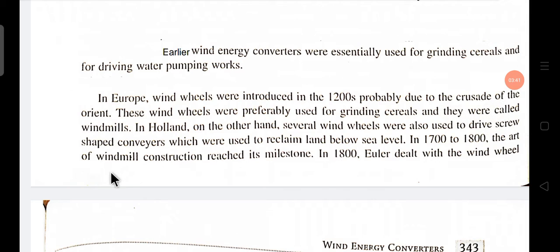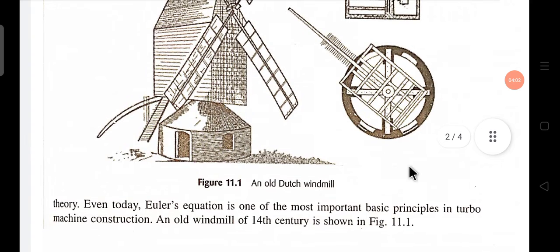Let's see the windmill construction reaching its milestone. In which year? 1700 to 1800, windmill construction reached the peak, or zenith. In 1800, Euler dealt with the wind wheel theory. Even today, Euler's equation is one of the most important basic principles in turbomachine construction. Euler's equation. Remember this.